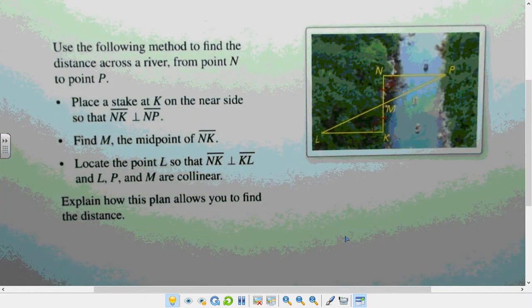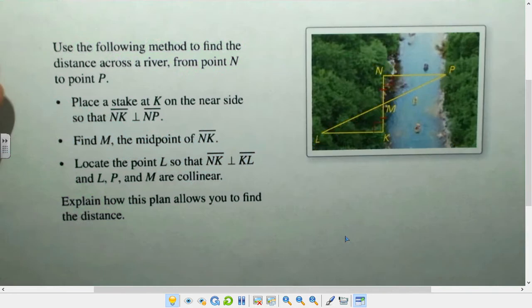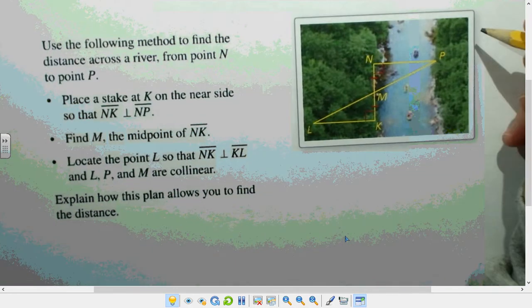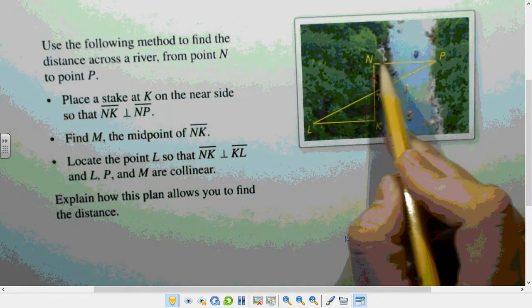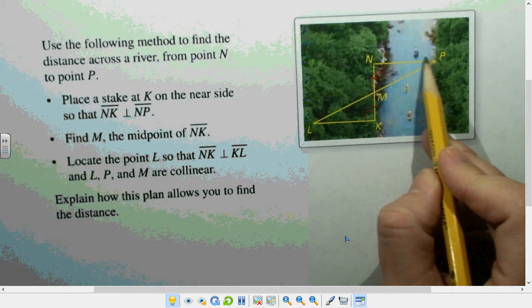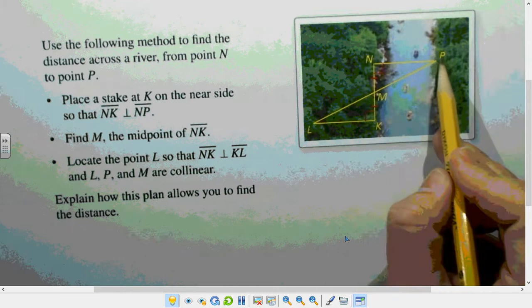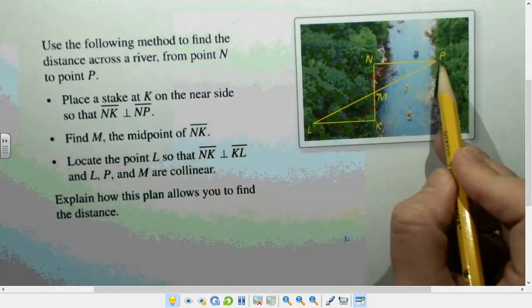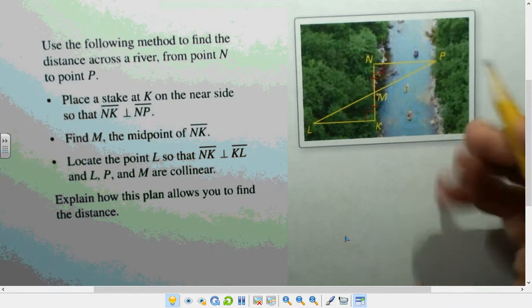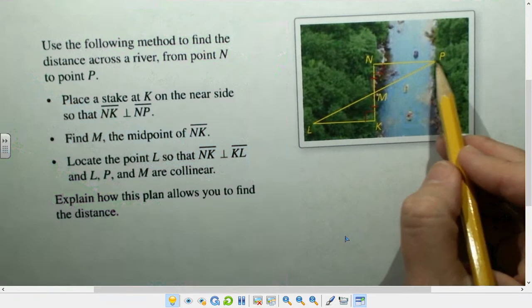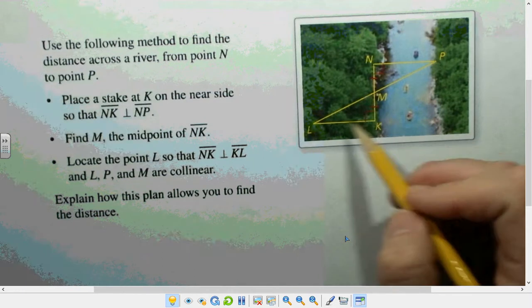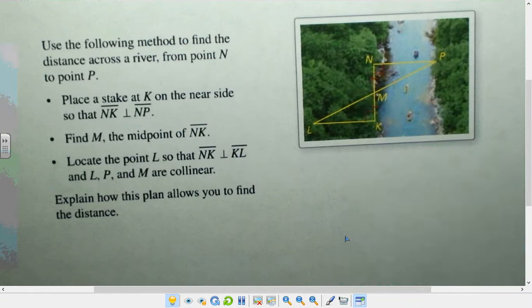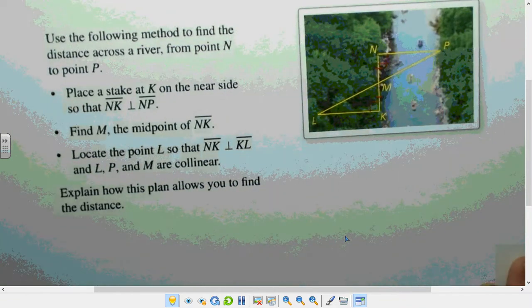So what they want to do is use the following method to find the distance across the river from point N to point P. We can just pretend we're frontiersmen, trying to cross the river at this point right here. We have no idea of the distance across the river, so we can't measure it right now because we can't even cross it yet. Maybe we want it to be a certain distance before we try, so we need to use things on this side of the river that we can measure before we cross it. So I like this strategy here.